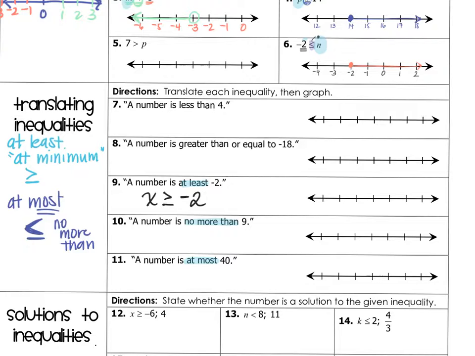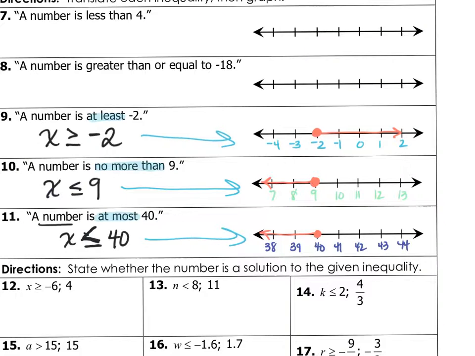As opposed to number 10, a number is no more than 9. No more than 9. So 9 is the highest you'll go. So x has to be smaller than or equal to 9. A number is at most 40. At most 40, so smaller than or equal to 40. At most 40, no more than 40. So then you can go ahead and pause the video and graph these 3. And then when you unpause the video, you can check your work.